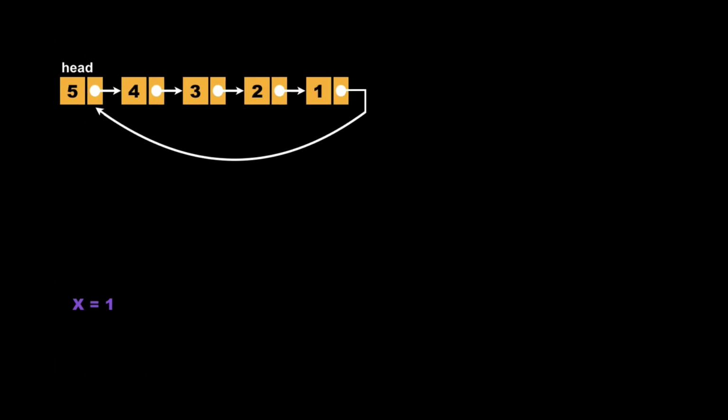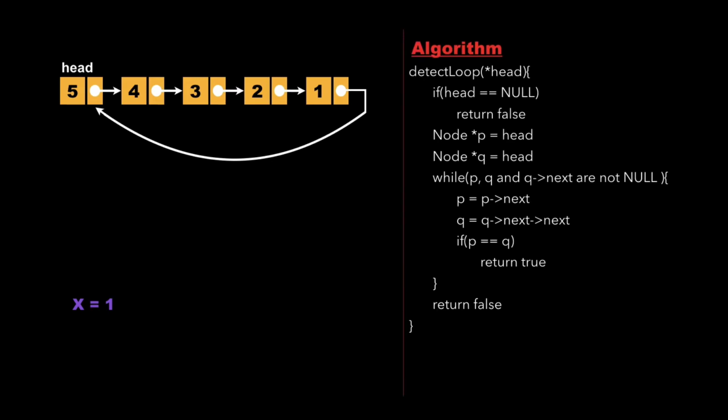Let's consider a linked list whose elements are 5, 4, 3, 2, 1. The value of x is 1, which means that the last node points to the first node. The right side of the screen shows the algorithm, which contains the function detect loop, and the argument to this function is the head pointer. So initially we check whether head is equal to null, and if so we return false. Since in our case the value of head is not null, we move further and create a node pointer p and point it to head, as well as we create another node pointer q and point it to head.